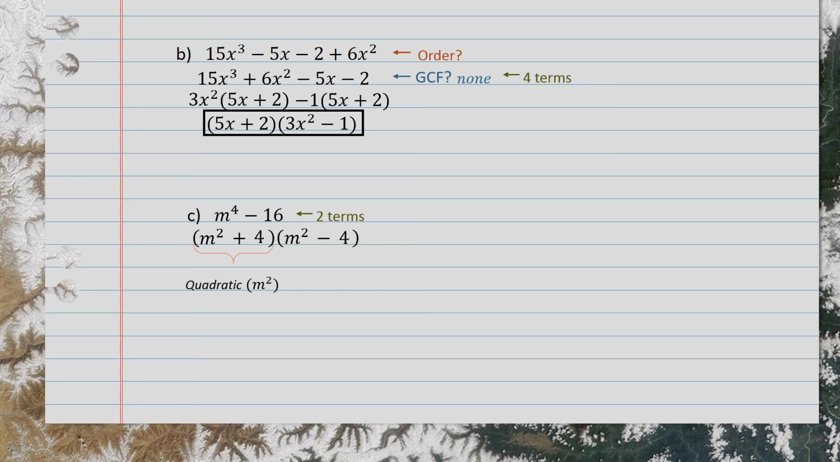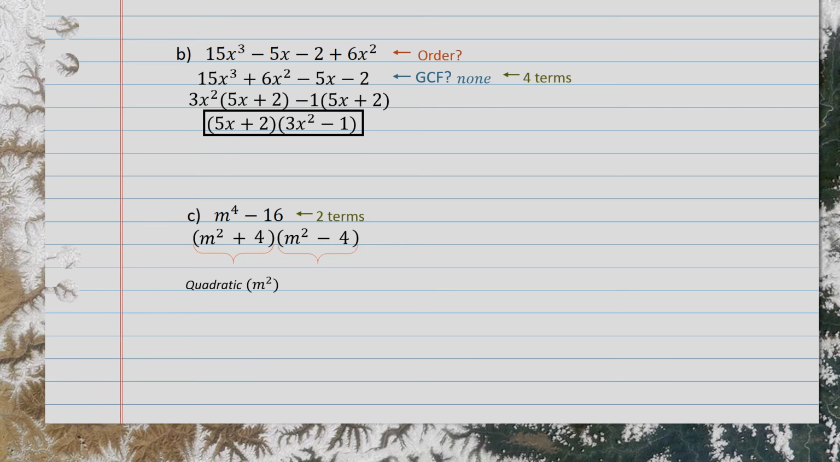Is m squared a perfect square? Yes. Is 4 a perfect square? Yes. Is there a minus sign? No, which means this does not satisfy the pattern of difference of squares, so it cannot factor. So we've checked the first parenthesis. Now we need to check the second parenthesis.